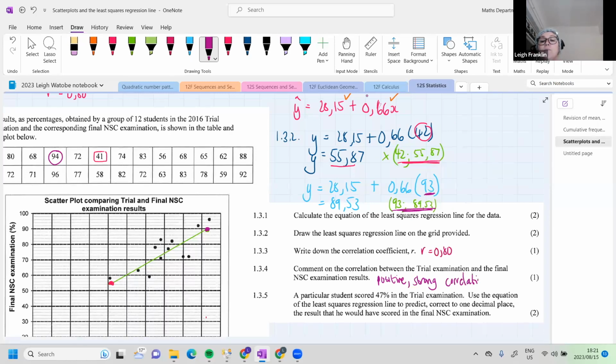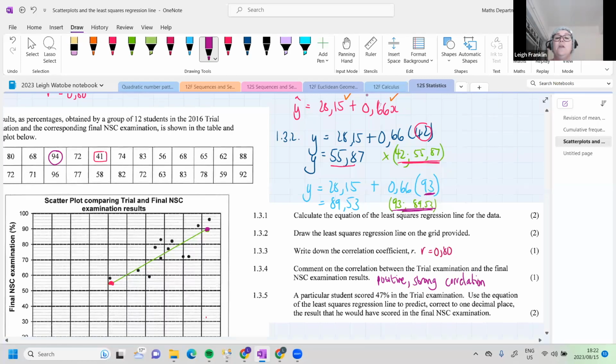So it's very important that I comment on both whether it's positive or negative and the strength of the correlation. If it's above 0.90, I must say very strong positive correlation. If you just said strong correlation, you wouldn't get the mark. If you just said a positive correlation, you're not going to get the mark. You must comment on whether it's positive or negative, as well as the strength to get that 1 mark.